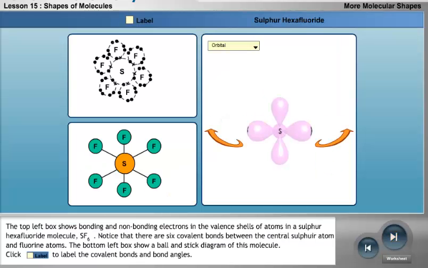The top left box shows bonding and non-bonding electrons in the valence shells of atoms in a sulfur hexafluoride molecule, SF6. Notice that there are 6 covalent bonds between the central sulfur atom and fluorine atoms. The bottom left box shows a ball and stick diagram of this molecule. Click Labels to label the covalent bonds and bond angles.